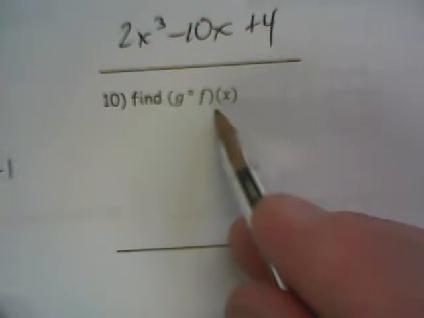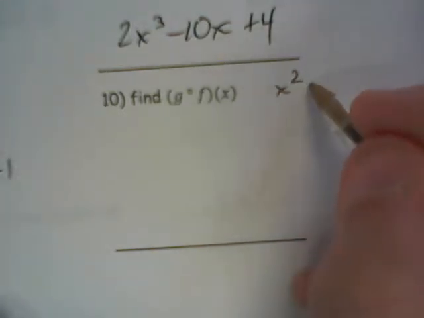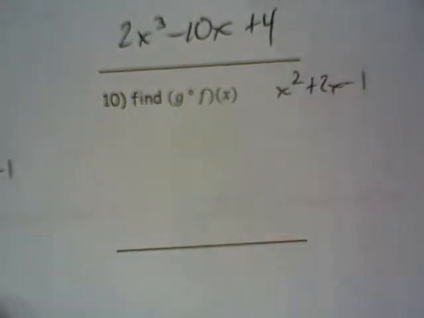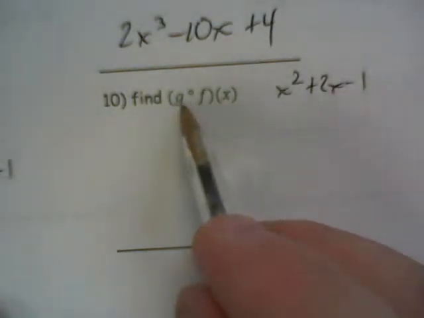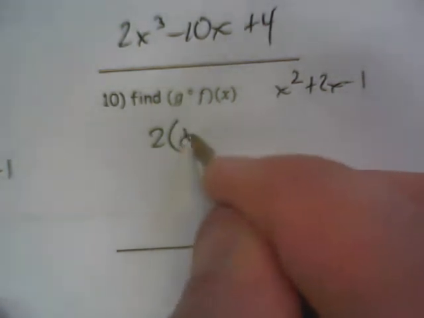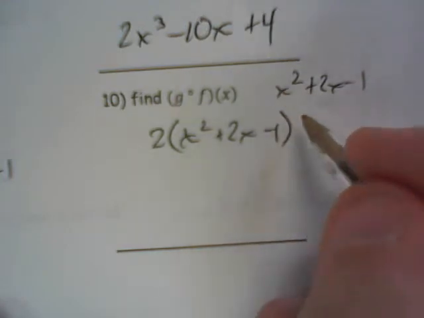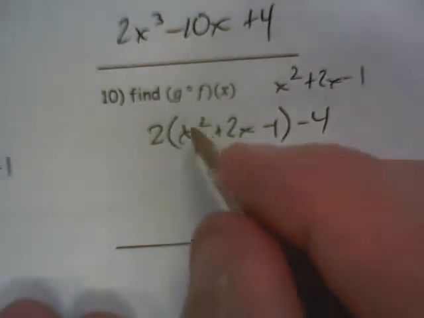Switching it around, we're going to take the entire f of x function and plug that into the g of x function. The f of x function is x squared plus 2x minus 1. So the g of x function is 2 times x, but we're not going to use x. We're going to use x squared plus 2x minus 1, and then minus 4.